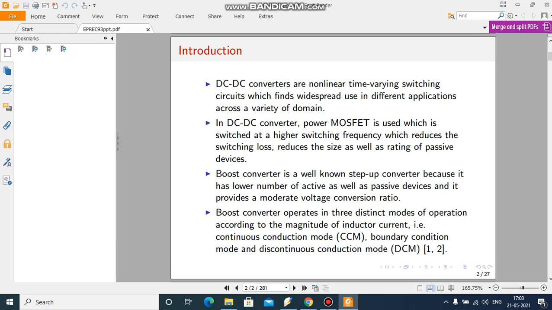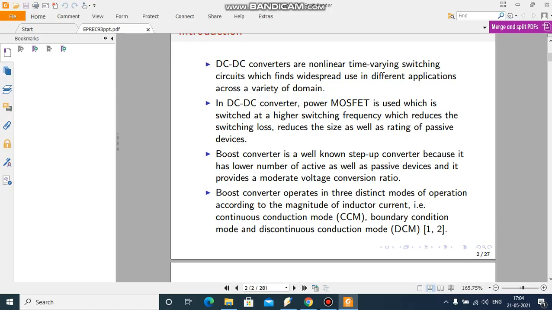So all of you know that DC-DC converters are non-linear time-varying switching circuits which find widespread application. It comprises a MOSFET along with a controller, and basically it's the boost converter. Here we are considering the boost converter steps up the input voltage to a particular output voltage. The output voltage is greater than the input voltage with a moderate voltage conversion ratio.